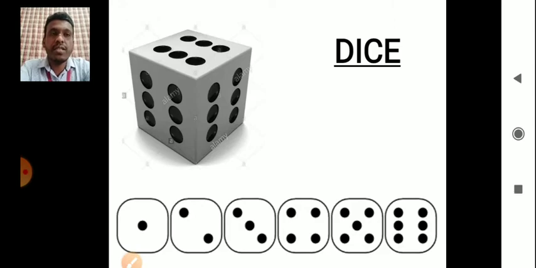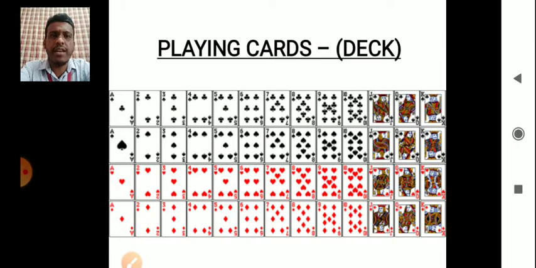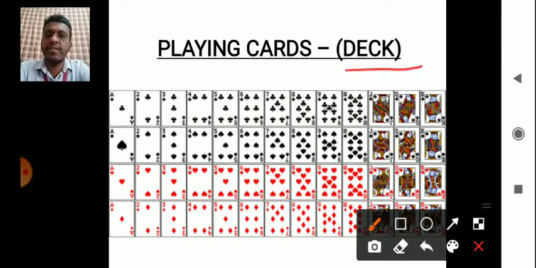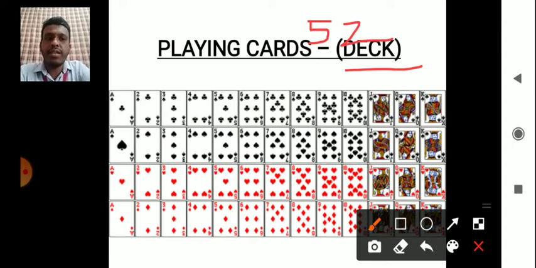So this is the concept of dice. Let's move further towards the next thing, that is playing cards. A set of playing cards, you might have played cards. Now in this set of playing cards there are a lot of concepts which you should understand. First of all, this set of playing cards is known as a deck. Now total how many cards are there? Totally we have 52 cards.